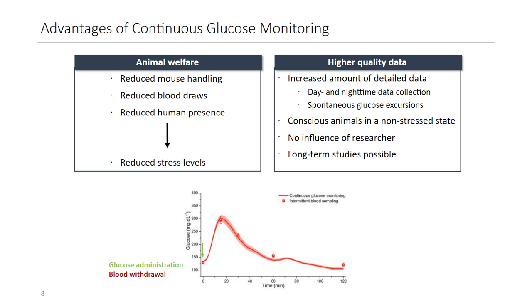And on top of that, you can also collect spontaneous glucose excursions that occur when the mouse is just relaxed, non-stressed in its cage. There's also very little influence of the researcher, because whenever the researcher induces stress, the blood glucose levels will increase, and long-term studies are possible.